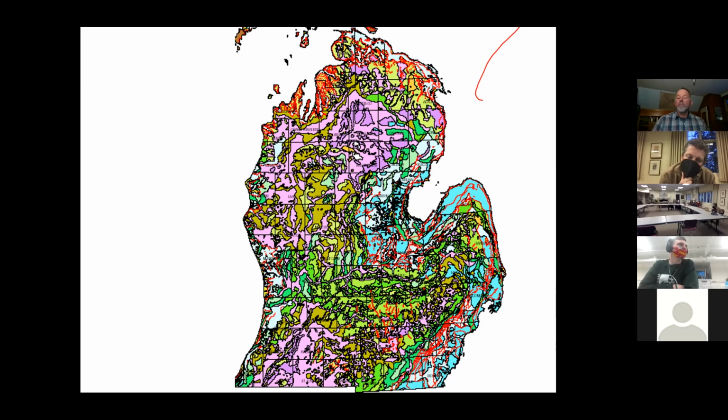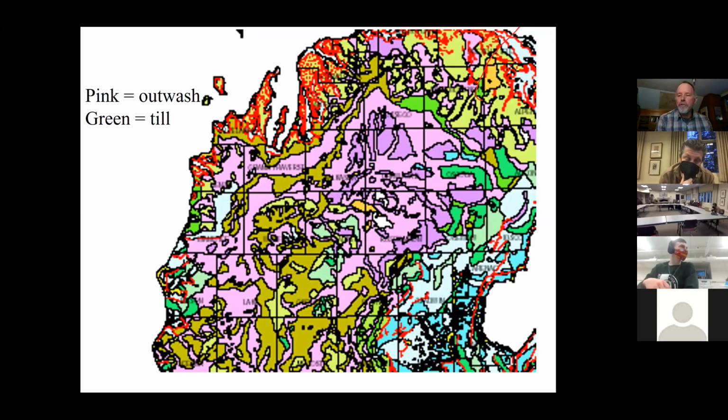Blue is lake sediment. You can see lake sediment you can find almost in the center part of Michigan because of the Saginaw lobe. Pink is outwash. Green is direct glacial sediment. Larger scale, the big flat surfaces in northwestern lower are big outwash plains, and green is glacial sediment that was deposited directly by the ice. You can see these things clearly as you're driving through the area.